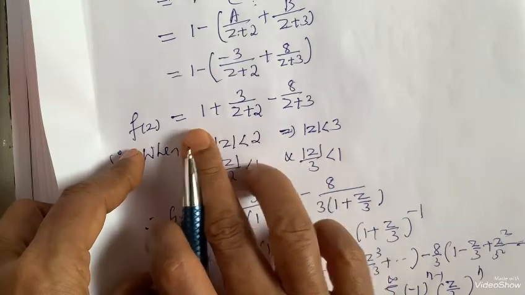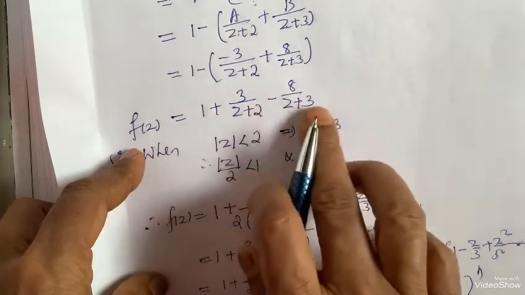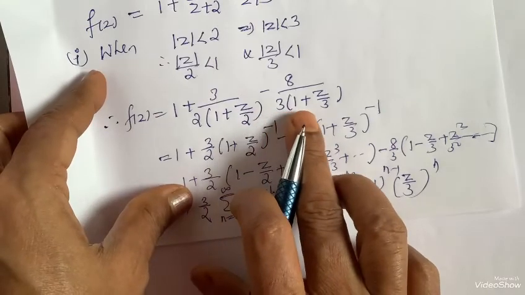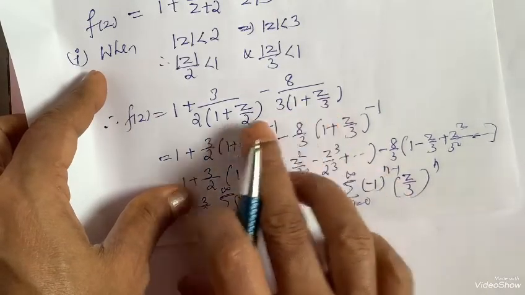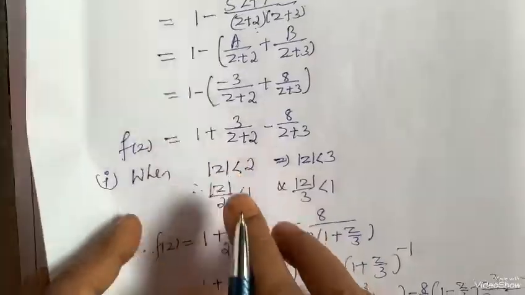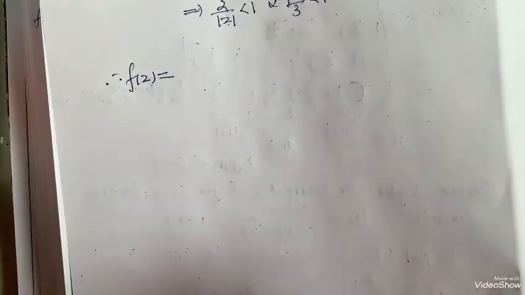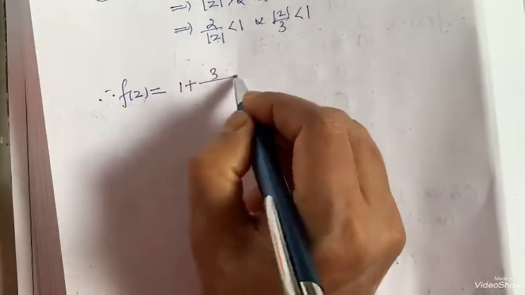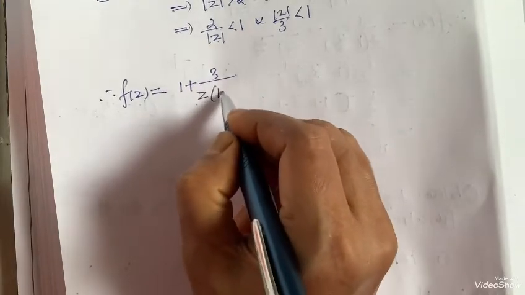Now what should we do? Here take z outside. Similar to that, please take 3 only outside, 1 plus z by 3, but here take z outside. Okay, so it is 1 plus 3 by z, you take it outside, 1 plus 3 by z.